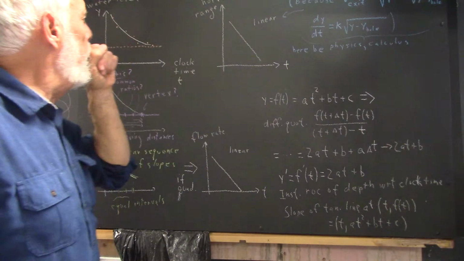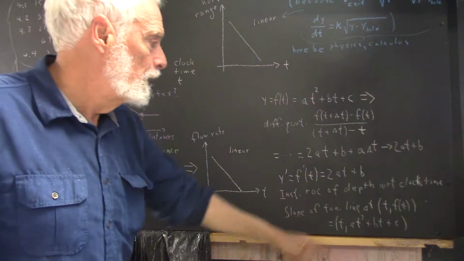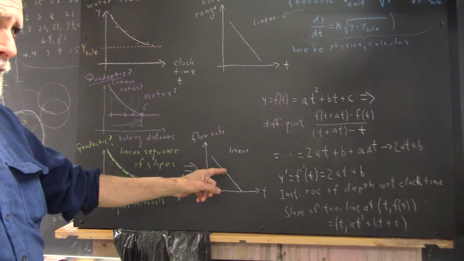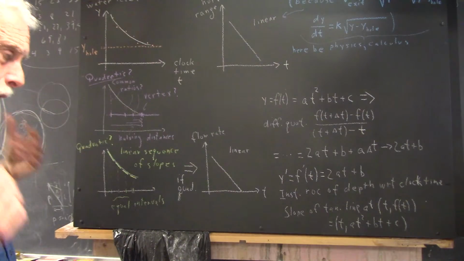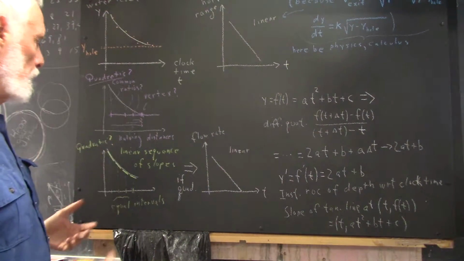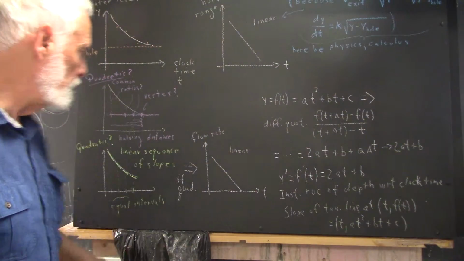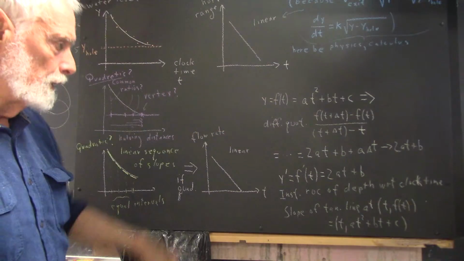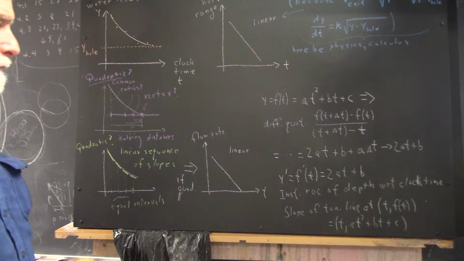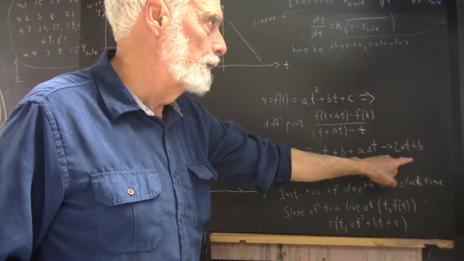The big payoff here is that this pretty much proves what I said here. I say pretty much, there are plenty of connections that need to be made, but the basic underlying reason, a quadratic function here gives you a linear flow rate, a quadratic depth function gives you a linear flow rate for a uniform cylinder, is just this. Notice that 2at plus b is a linear function.